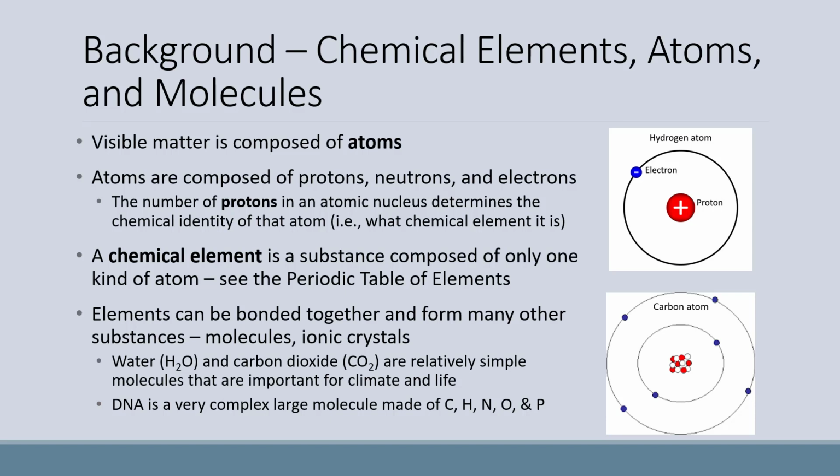Elements can be bonded together to form many other substances. These are molecules or ionic crystals. Water, H2O, and carbon dioxide, CO2, are relatively simple molecules that are important for climate and life. DNA is a very complex large molecule made of carbon, hydrogen, nitrogen, oxygen, and phosphorus.